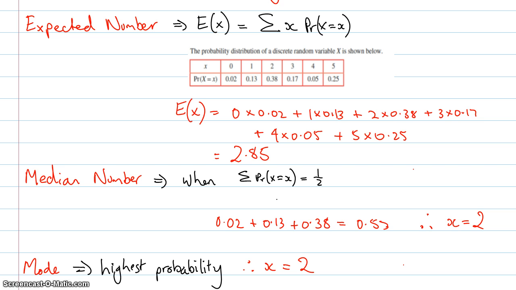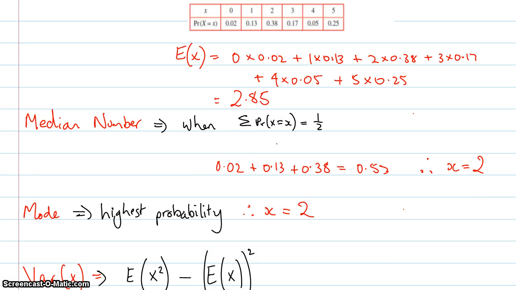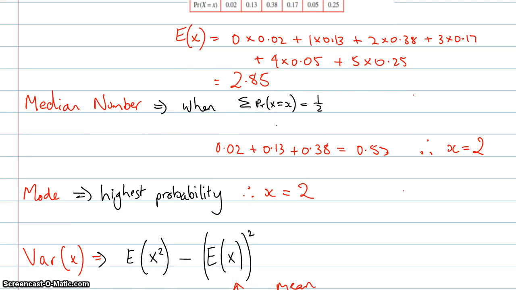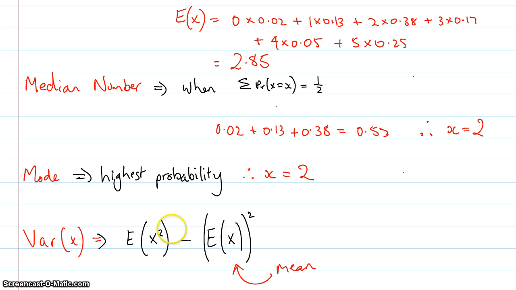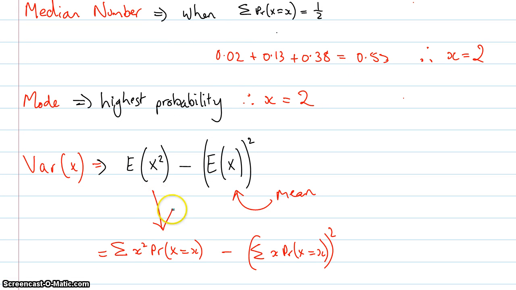Now, a couple of other things that we need to know about these distributions are the variance and the standard deviation. To work out the variance, we use this formula here, which we've seen before: E of x squared minus the E of x all squared. If you remember correctly, that's just the mean. So E of x squared minus the mean squared. We already have calculated the mean, so that's helpful to us. But to calculate E of x squared, we use this formula here: x squared multiplied by the probability that x will occur, and the sum of all of those, and then minus the mean squared here.